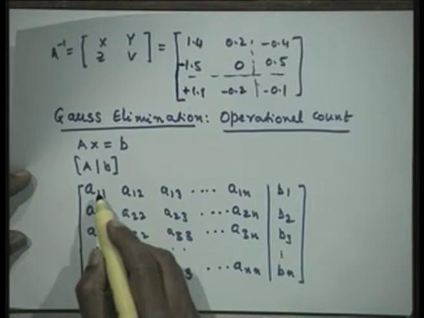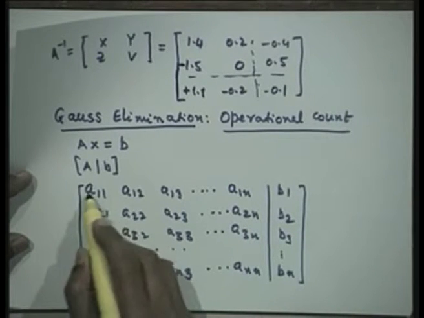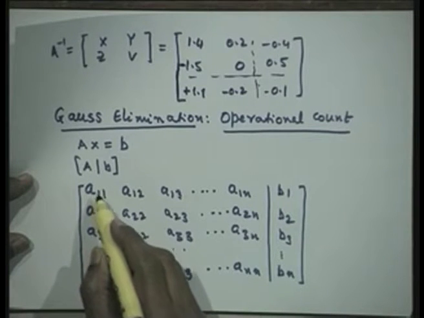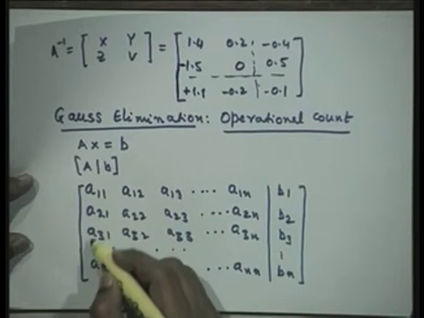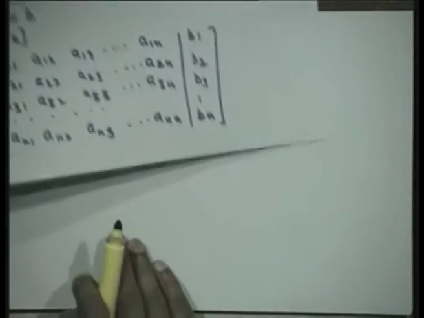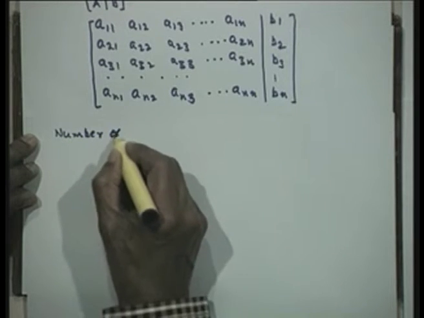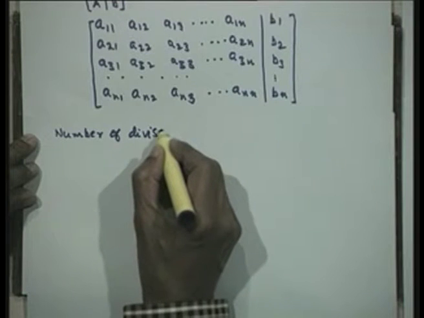Now, the method that we have given for the Gauss elimination was, we said take the first pivot, divide by the first pivot throughout, so that we can produce a 1 here. Then we eliminate all these elements below. Therefore, let us first start with the divisions, which are less. Let us count them separately. Number of divisions.